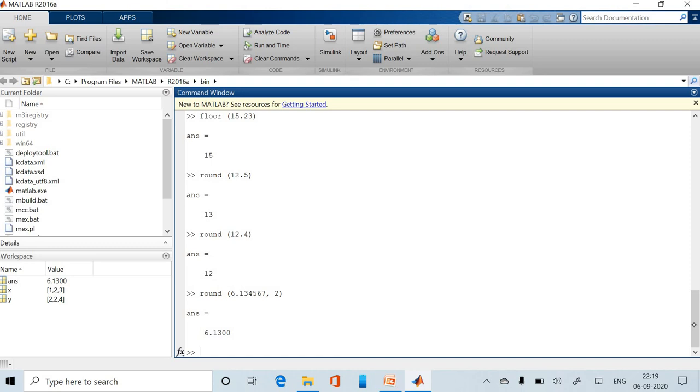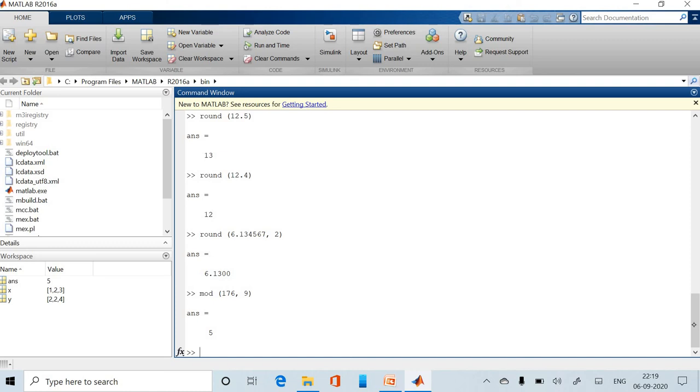Okay. Next type of function is mod. Mod will always return the remainder. Okay. Suppose you want to divide 176 by 9. So it will give me the remainder 5. So we are getting 5.